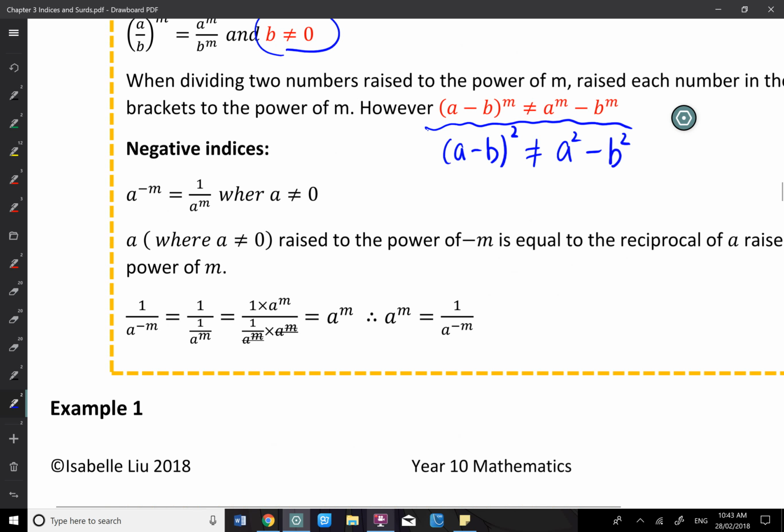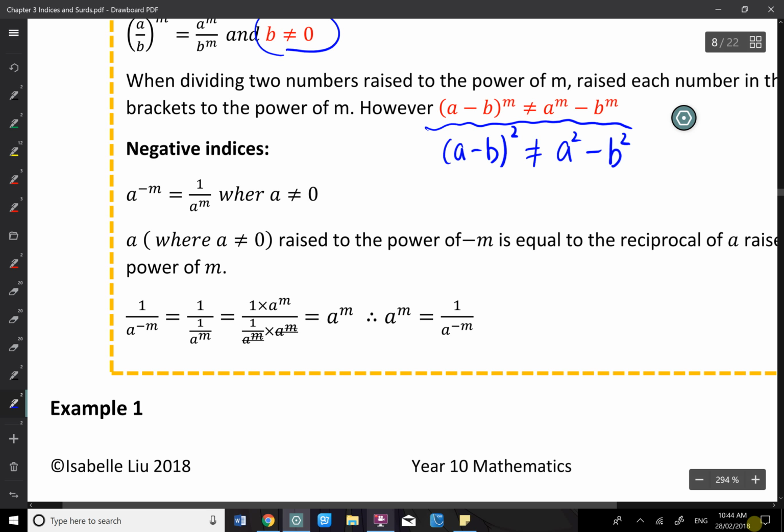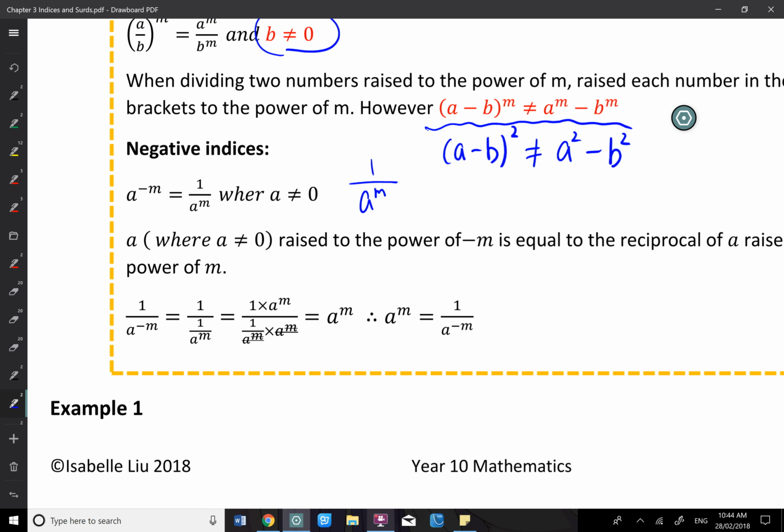My emphasis will be the negative indices. A lot of students don't know what the negative means, or what to do with the negative power. When there's a negative power, it means the reciprocal. So you just hide the negative, write a to the power of m, and take the reciprocal of that. The negative power means the reciprocal of a number.